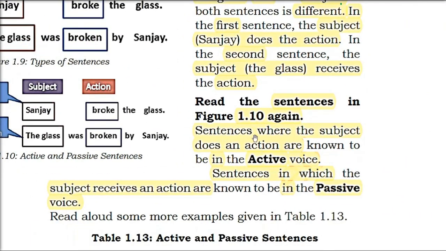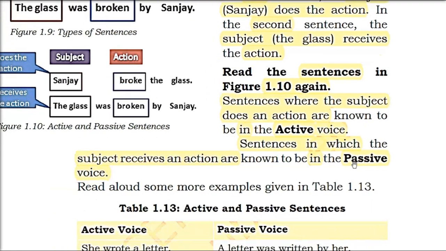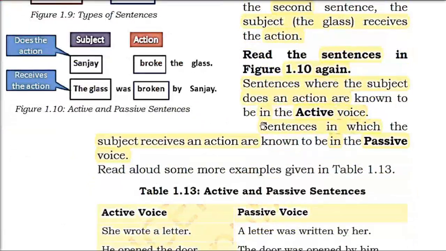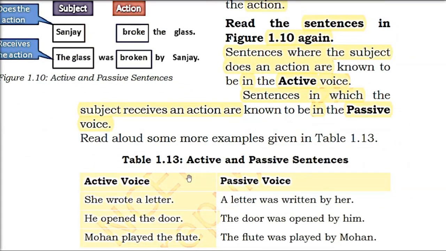So sentence where the subject does an action, subject is actually doing some work, the subject can be anything. Okay, it can be individual also, it can be thing also. In passive voice, sentences in which subject receives an action is passive voice. Please understand, the glass was broken by Sanjay. The glass receives an action by Sanjay.